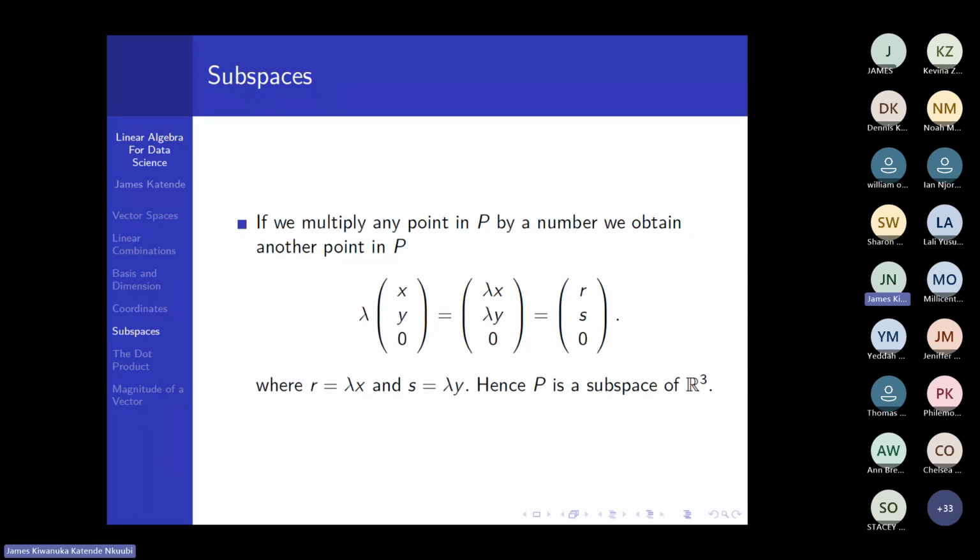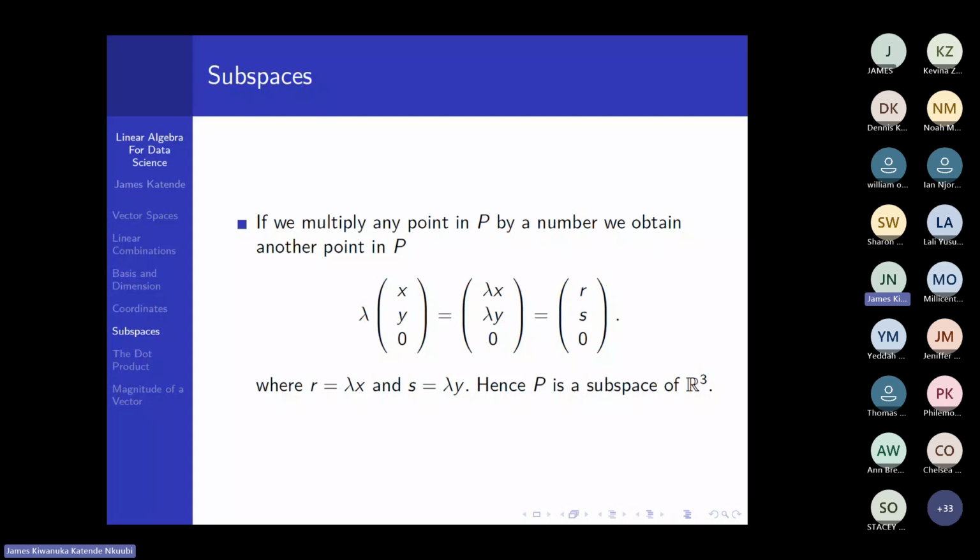So the next thing we check is scalar multiplication. You multiply any vector in P by a scalar, and again you see that we end up with a vector in the same set. We don't get out of the set. So our set is closed under scalar multiplication. It's also closed under vector addition. And we can therefore conclude that it is a subspace of R3.